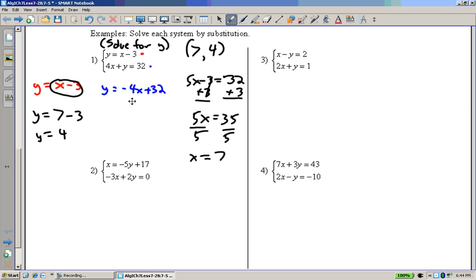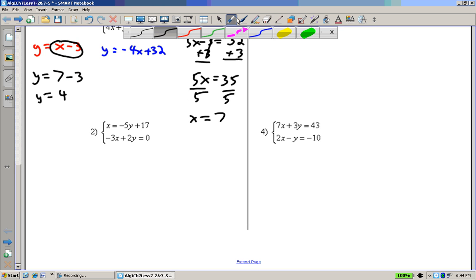Well, no, it shouldn't, because if you think back to graphically, that one point that is in common with both of them should be true for both, so it shouldn't matter which one, red or blue, that I plug into. So there's my ordered pair, 7, 4.